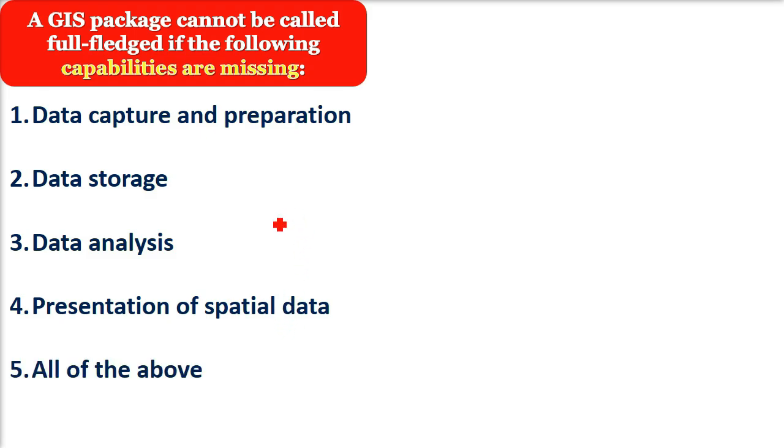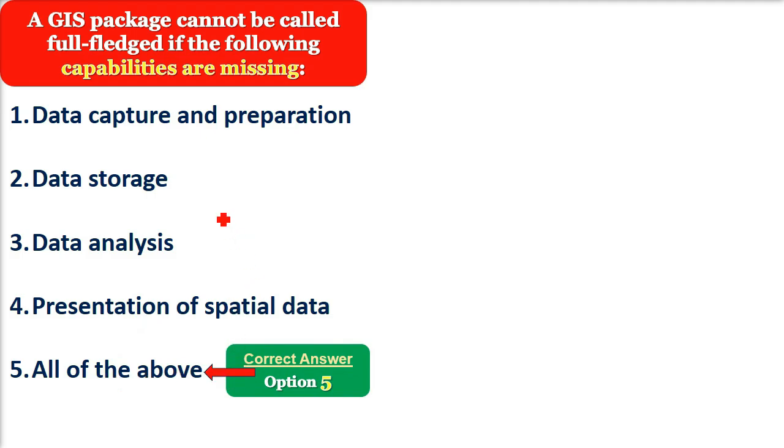The answer will be, what do you think? What will be the answer? Yes, you guessed it right. It's all of the above. The correct answer is that all these are important. If any of these is missing, there is a problem. So the GIS capabilities include data capture and preparation, data storage, data analysis and presentation of spatial data. Spatial data is data having location information.